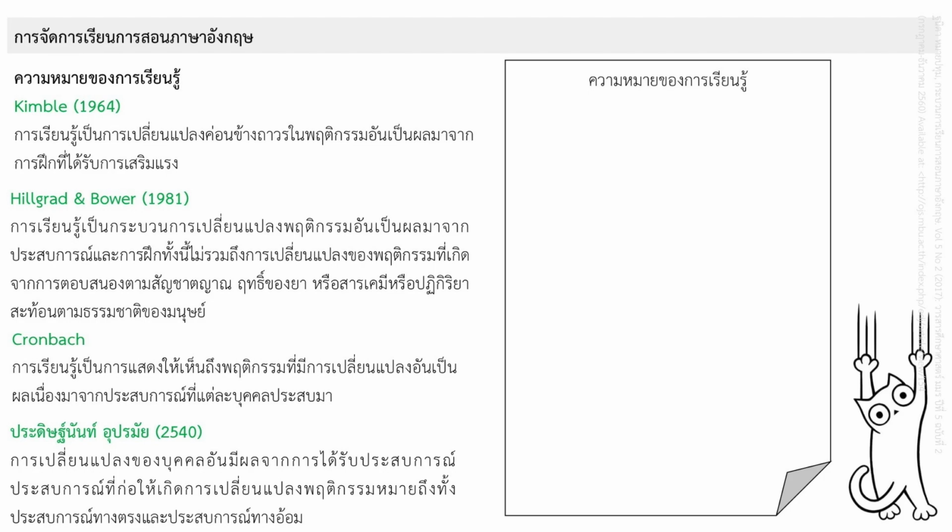This slide shows you the definitions of language teaching. What is it and what is it about? There are 4 definitions from 4 educators. The first one is Kimball. The second one is Hugrat and Bauer. The third and the fourth one is Kronbach. The last person is Thai, Ajahn Pradit Nan. Each of them gives a definition from their own different point of view, and each view tells you the definition of language teaching and learning.